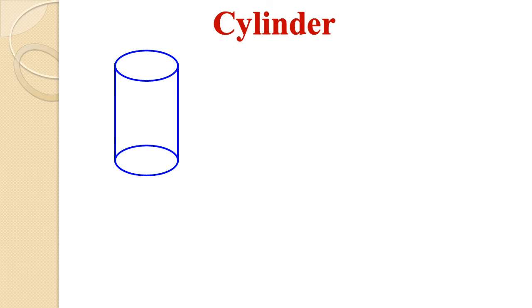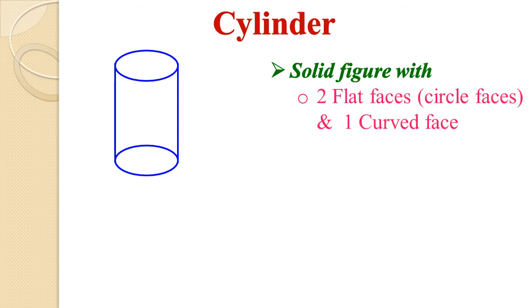So now coming to cylinder, a three-dimensional shape with one curved face and two equal circles as its base is called a cylinder. That is, the cylinder has two flat faces, that is circle faces, and one curved face. So let's see the number of faces, edges and vertices of cylinder.